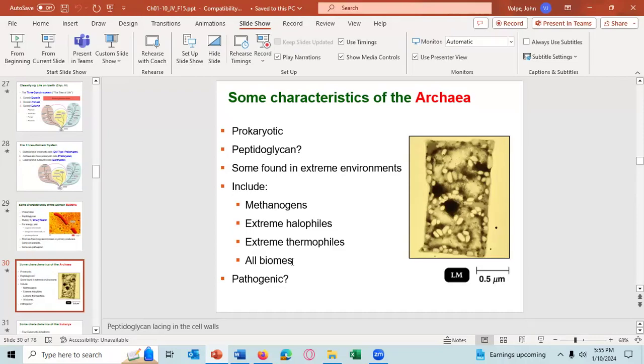None of them cause human disease. That's correct. The archaea, there's no known species that causes human disease, so they are not pathogenic. For this reason, and this reason alone, we will not be discussing the archaea in this class unless I specifically mention them. And after this lesson, we'll hardly ever discuss the archaea because none of them cause human disease.